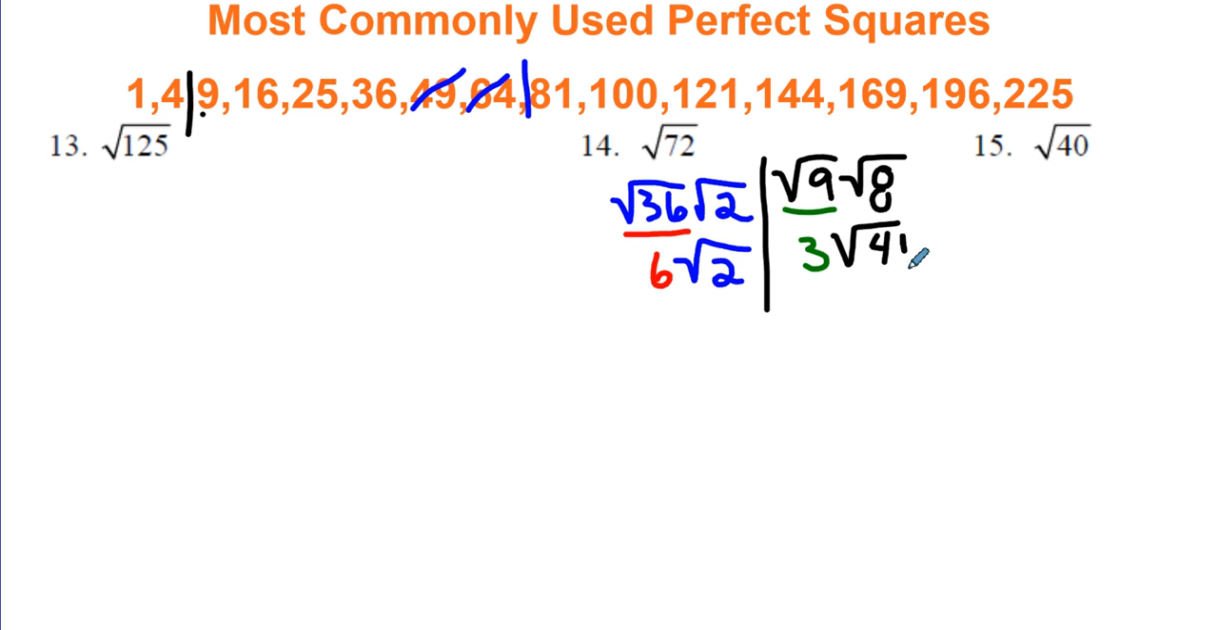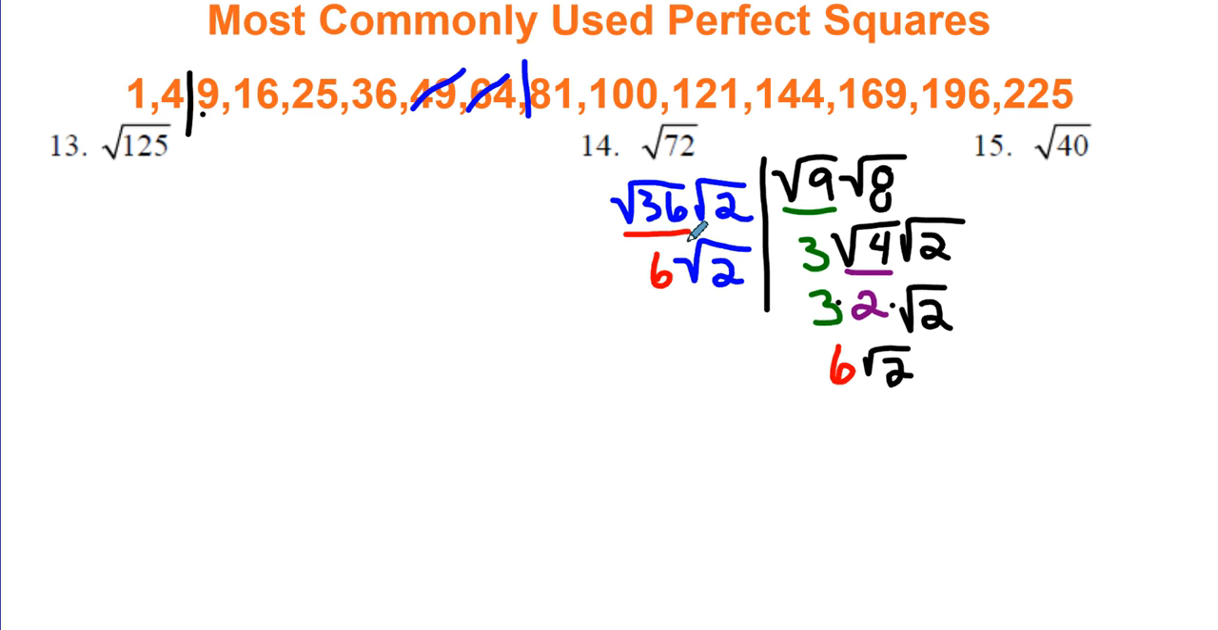So now we've got the square root of 4 times the square root of 2. And again, when you have an area of 4, what's its side length? 2. So what do we have to work with here? Well, notice we now have 3 times 2 times the square root of 2. Well, what is 3 times 2? That's 6.